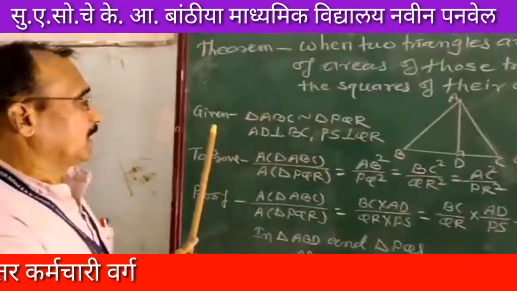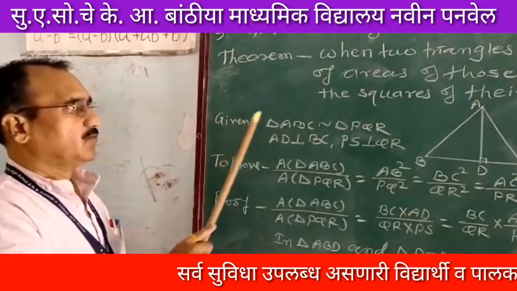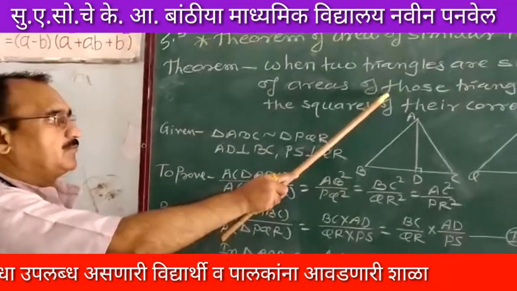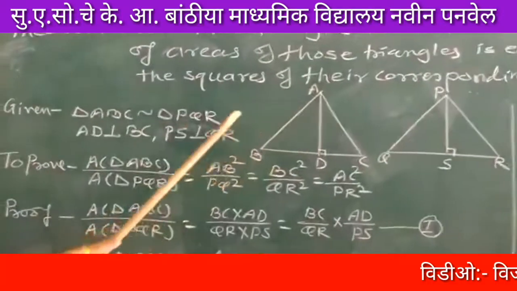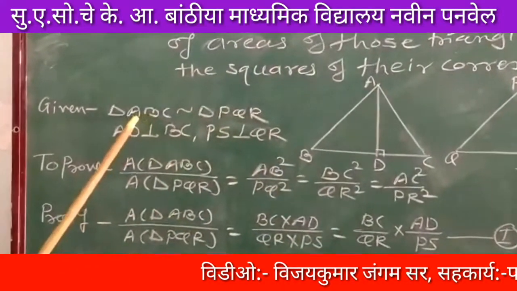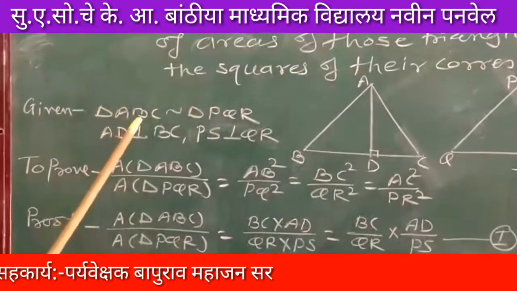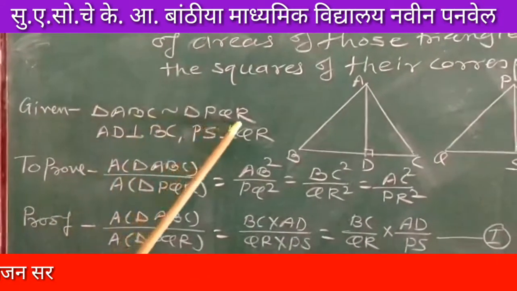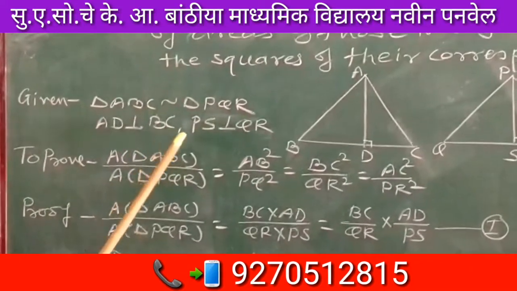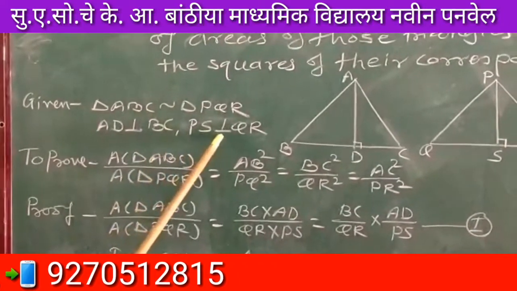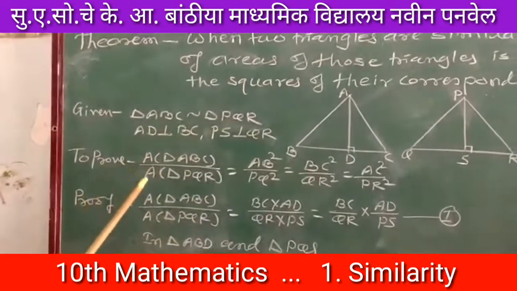Now we are going to write the given. How can we write the given? From the first half of the statement and with the help of the figure we can write the given. What is given here? These triangles are similar, means triangle ABC is similar to triangle PQR, and AD is perpendicular to BC and PS is perpendicular to side QR. Then what we have to prove here? This we have to prove.